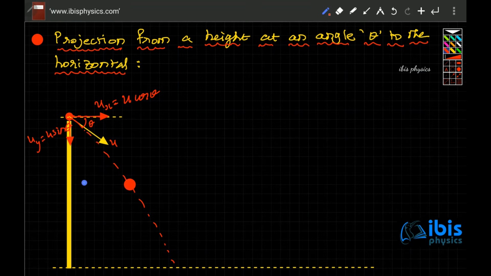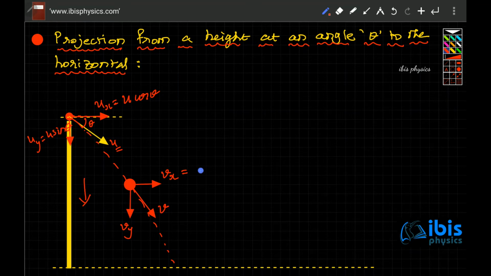After a while, since gravity acts only in the downward direction, with no acceleration in the horizontal direction, the velocity at any instant has two components. The velocity at any instant will be along the path. So this will have two components: the horizontal component Vx and the vertical component Vy. The initial velocity is u, and the velocity after some time is v.